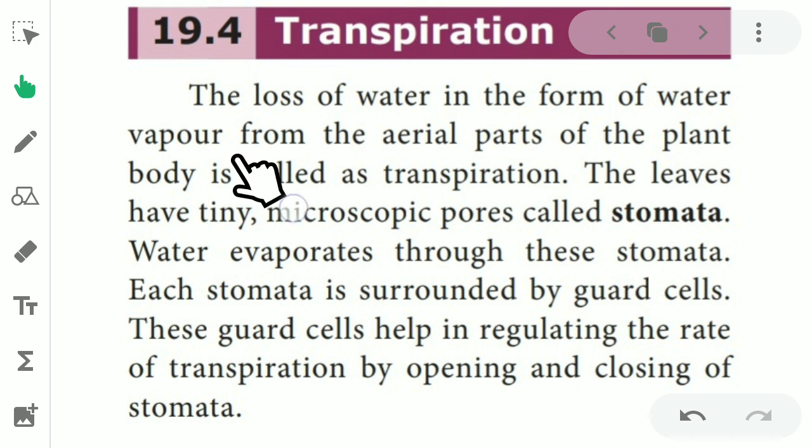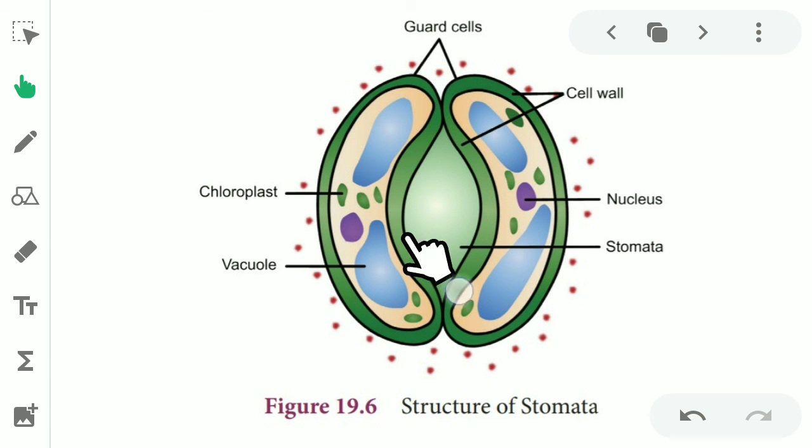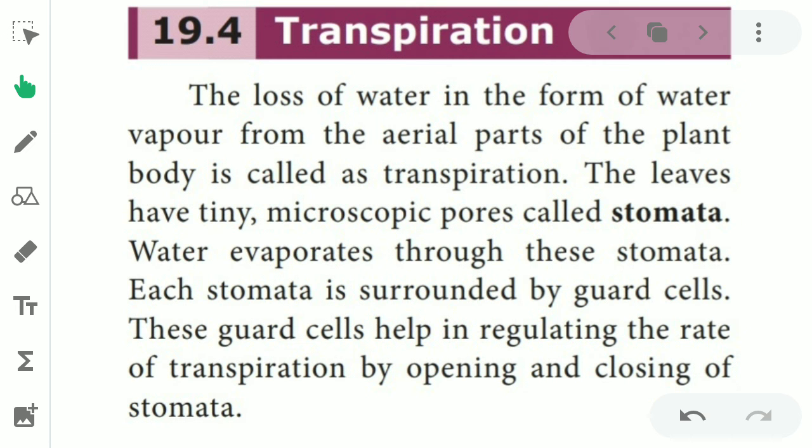Next, transpiration. Loss of water vapor from the aerial parts of the plant body is called transpiration. Transpiration is through the stomata. The leaves have tiny microscopic pores called stomata. Pore means opening. Water evaporates through the stomata. This is a stomata, a small pore. The outside cells are called guard cells. The stomata is surrounded by guard cells.